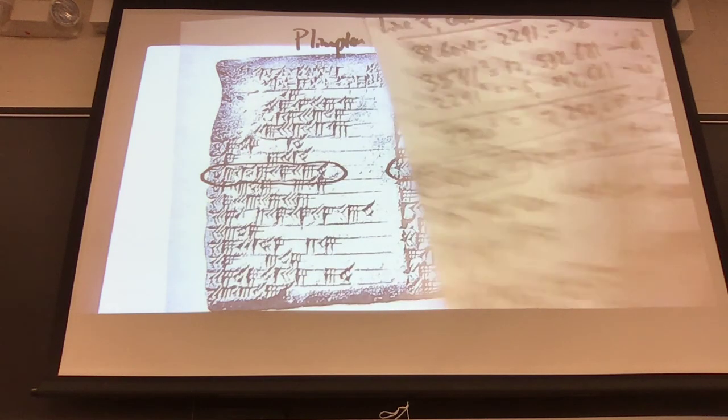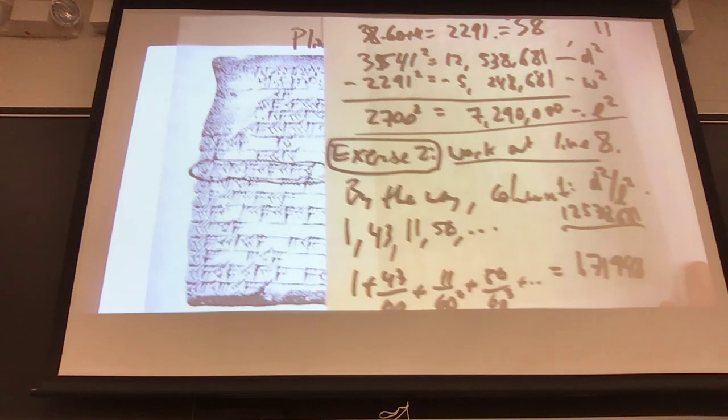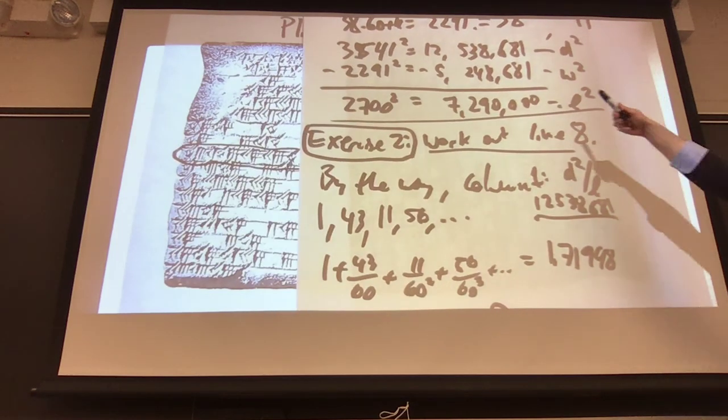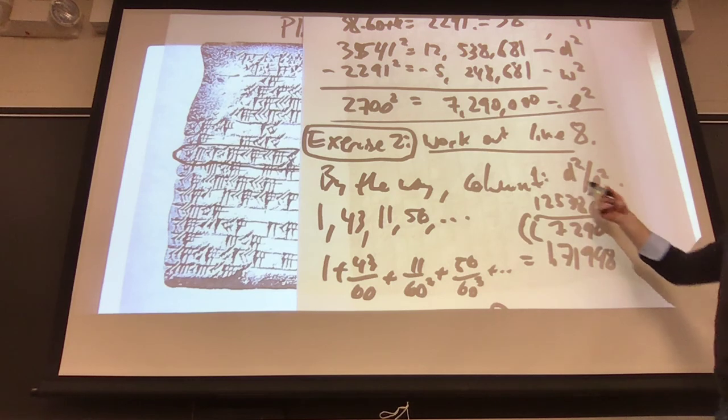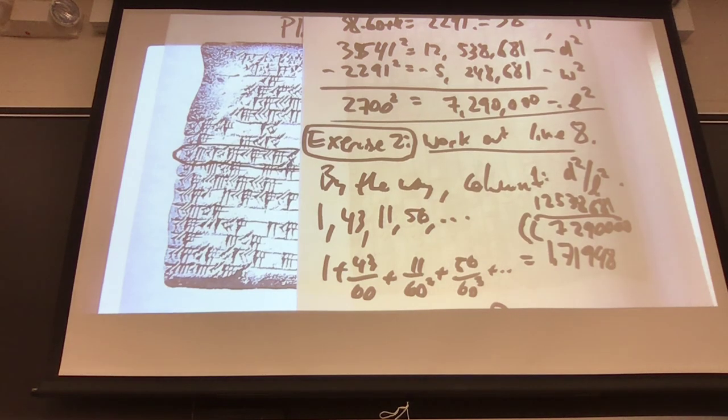And if you work out 12,538,681, which was d squared, can you still see where d squared is? Divided by 729,000, you also get 1.71998. Okay, so part of the homework was to work out d squared over L squared, and that's column 1, to about 5 sexagesimal places. 4,000 years ago.